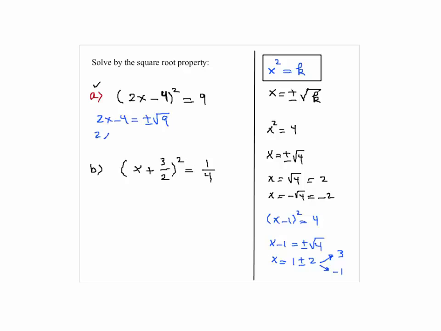So here we get 2x is equal to, I'm going to add 4 to both sides of the equation, 4 plus and minus square root of 9, which is 3. So if I divide both sides by 2, there would be my answers. X is equal to 4 plus and minus 3 over 2. So you get two answers here. 4 plus 3 over 2, 7 over 2. And then 4 minus 3 over 2 would be 1/2.